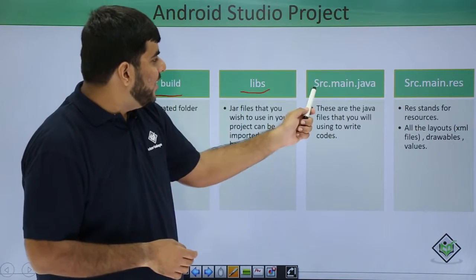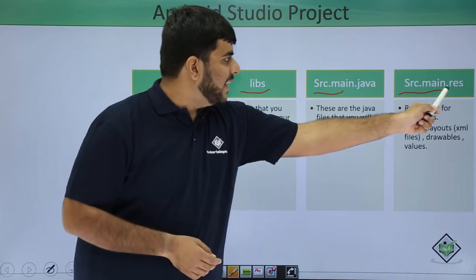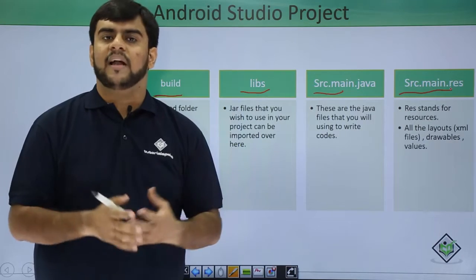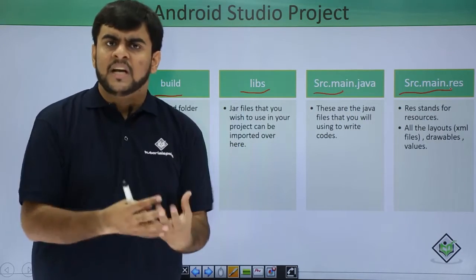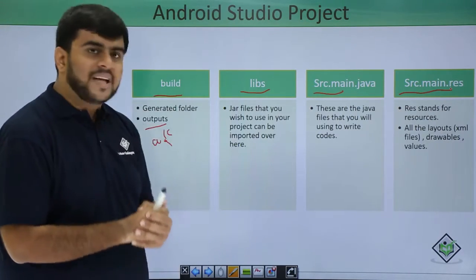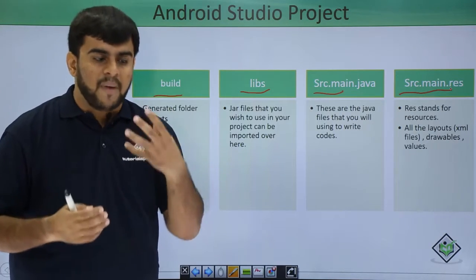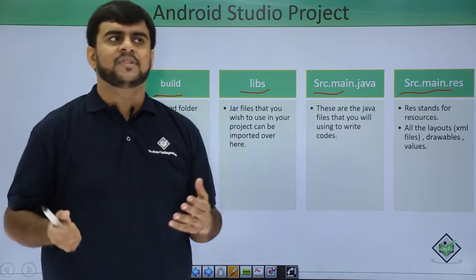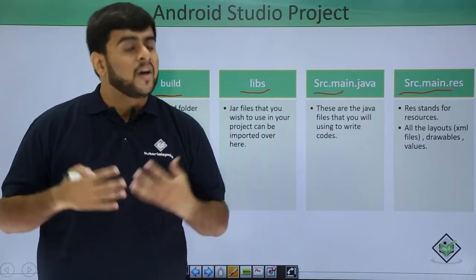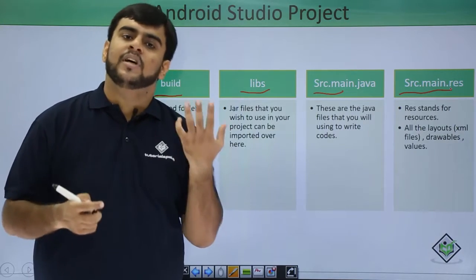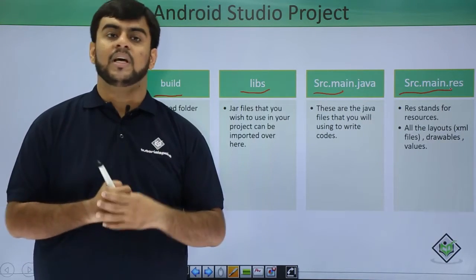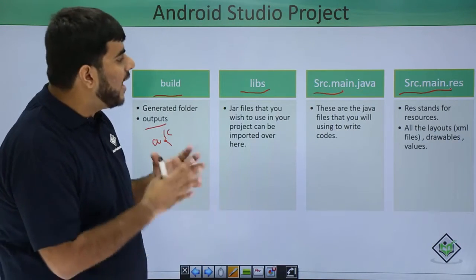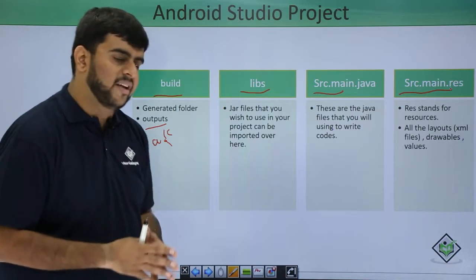After src main Java, we have the next one, which is src main res. The word res is very clear: res means resources. Now what are resources? Resources are small packages or small individual components that stand alone. Say I'm using an image background for my application, where do I store that? I'm using a UI or XML, where do I store that? The icon of my application, where do I store all these things? All these things are saved into your resource, or the res folder.